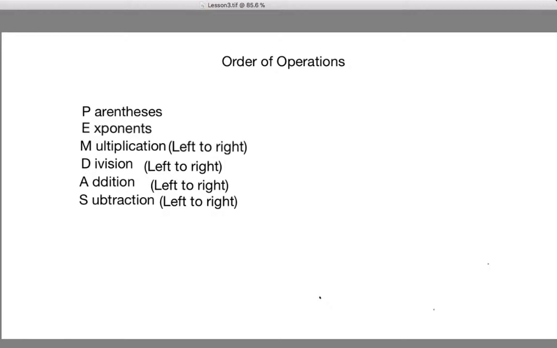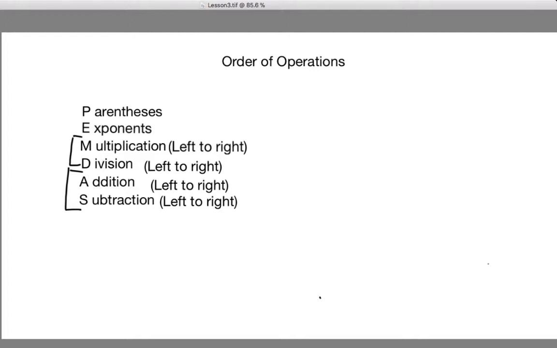Today we're going to be talking about order of operations. Order of operations is basically known as PEMDAS, which stands for parentheses, exponents, multiplication, division, addition, and subtraction. As you can see, next to multiplication and division I have the words left to right, and next to addition and subtraction I have the words left to right. Don't get confused. The left to right only works for multiplication and division, and addition and subtraction. It does not work between addition and division or multiplication and subtraction. It just works between multiplication and division, and addition and subtraction.